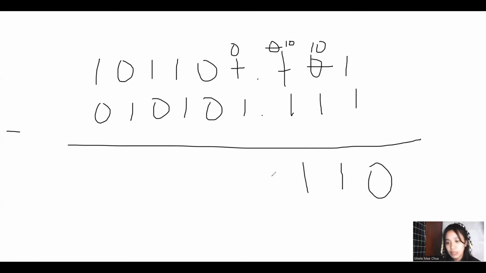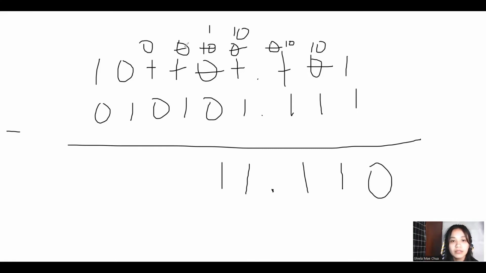Again, copy or bring down the binary point or the radix point. Now 0 minus 1 cannot be. We will borrow from 0 but can't, so we will borrow from 1. So 1 will become 0 and 0 will become 1, 0. Now we can borrow from 1, 0. So 1, 0 will become 1 and 0 will become 1, 0. 1, 0 minus 1 is 1. 1 minus 0 is 1. 0 minus 1 cannot be. We will borrow from the next column.